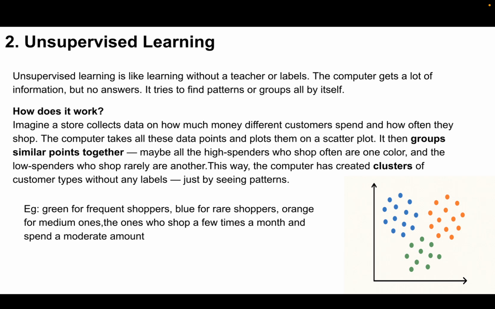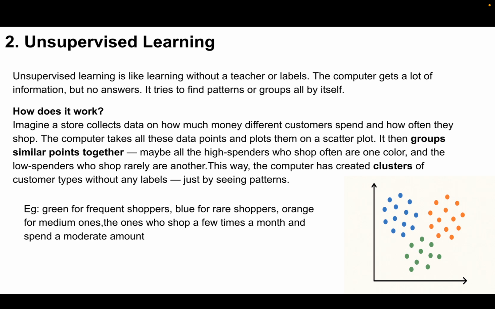Now we have unsupervised learning. So unsupervised learning is like learning without a teacher or without any labels, without any names. The computer gets a lot of information, but no answers. So it tries to find patterns or groups all by itself. Now, how does it work?